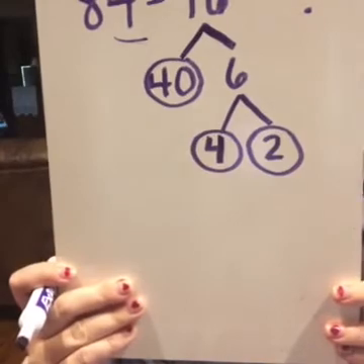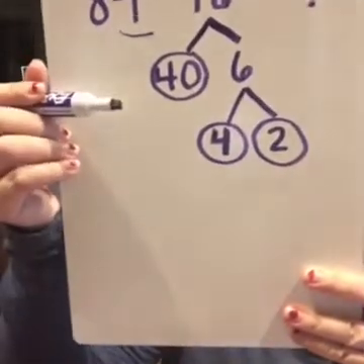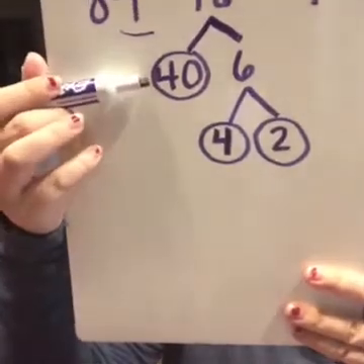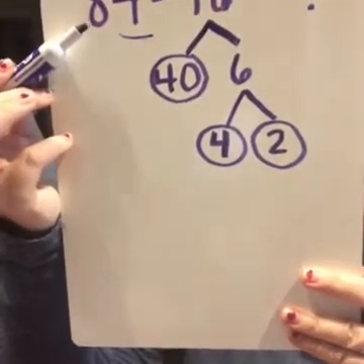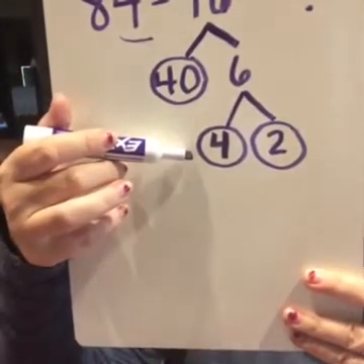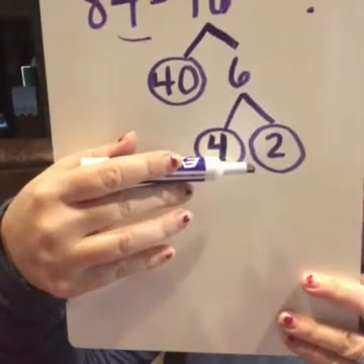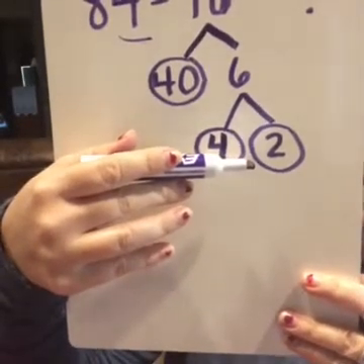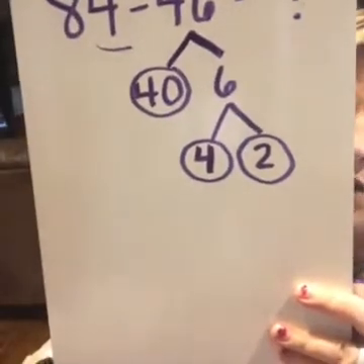Now some of us can actually do this mentally. We could say if I have 84 and I take away 40, since I'm only taking away 10s, that would be 44. And if I have 44 and I'm only taking away 4, then that would be 40. And then I just have to take 2 more away, which would make 38. So let's look at this a little bit closer. Let's break it down with some equations.